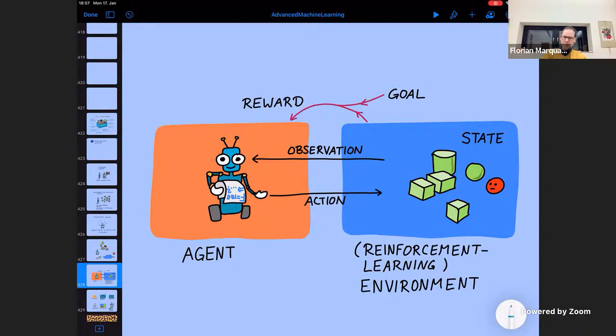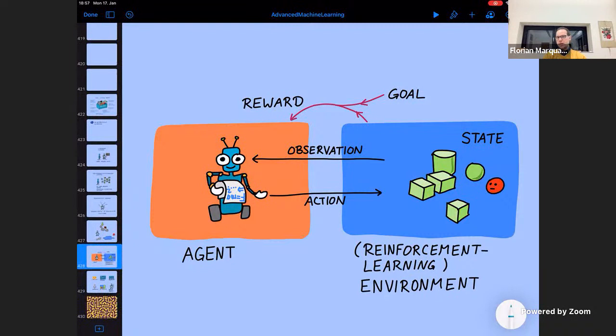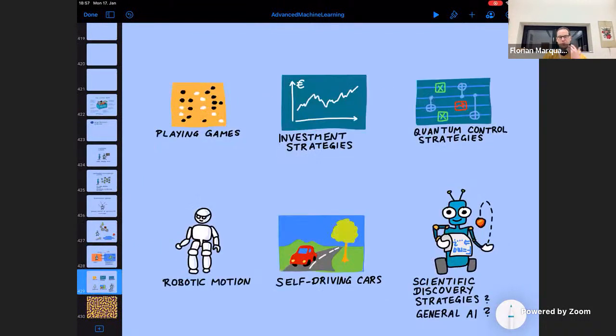Okay. And then there's the notion of state. So this would be, roughly speaking, the state of the environment. So if the agent starts to move around these objects, then the state of the environment changes. So that's the basic setting of reinforcement learning. And then just to give you an impression of how widespread this is and how powerful, let me just discuss a few examples, at least briefly here, and maybe we can come back to them later.